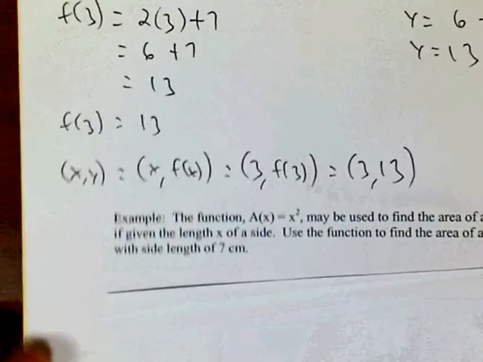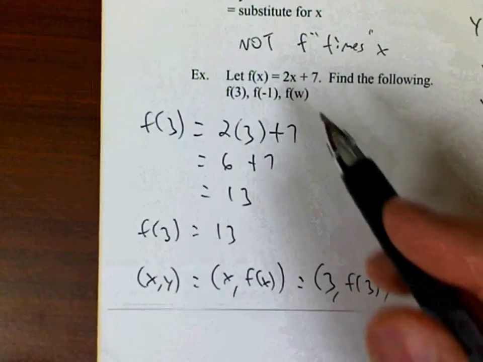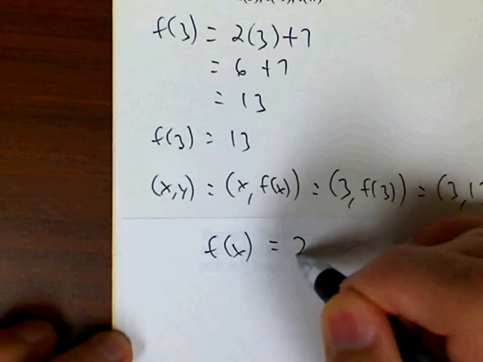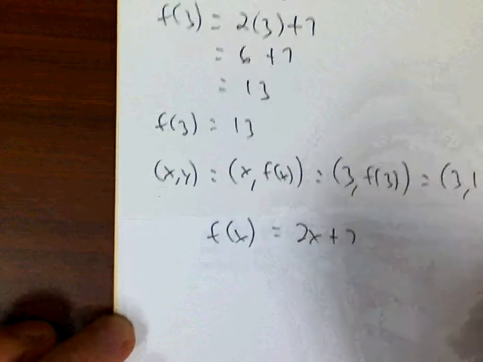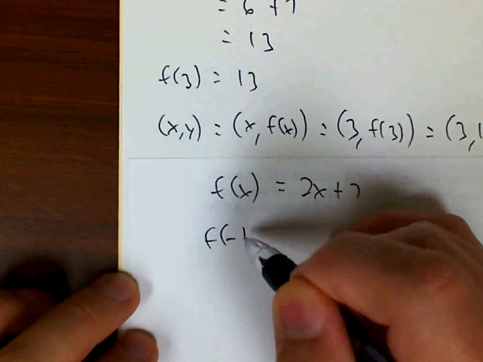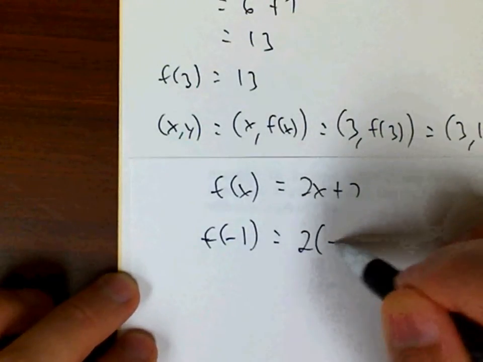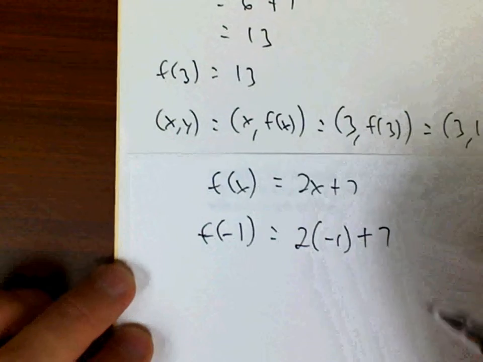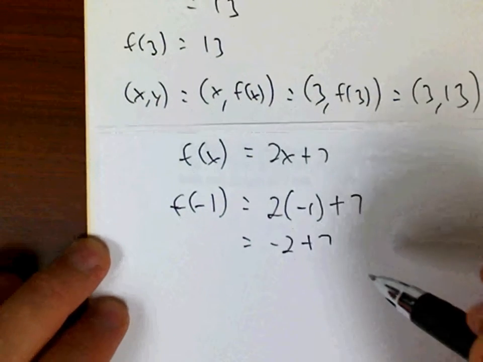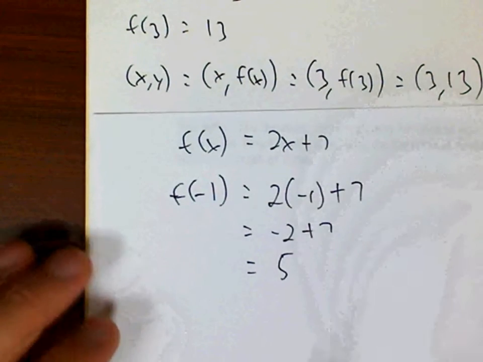We're going to do a few more. The same function. I'm going to write that function down. f of x equals 2x plus 7. So we can look at it as we do the other ones that I want to do. The next one on the list is to find f of negative 1. All that means is, everywhere you see an x, you put a negative 1, substitute in, follow the order of operations. 2 times negative 1 is negative 2. Negative 2 plus 7 is 5. So f of negative 1 is 5.